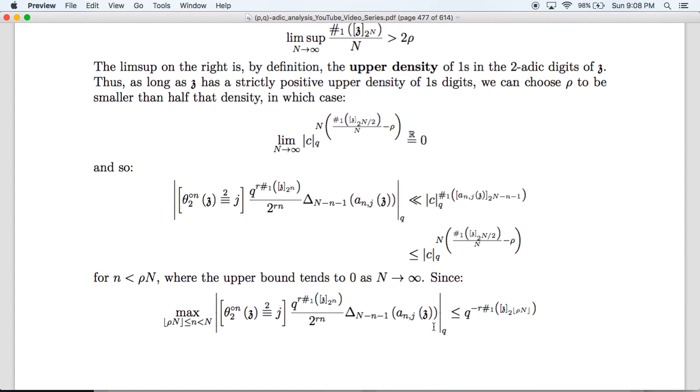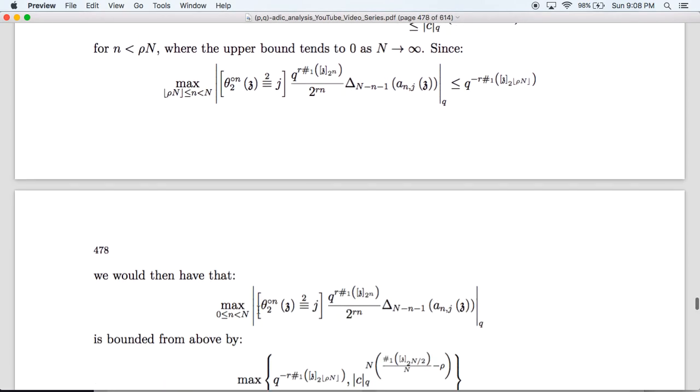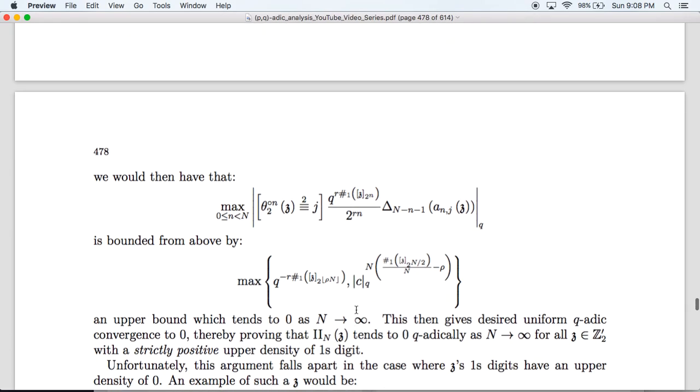On the other hand, if little n is bigger than rho big N, we know that this is a q-adic integer, so it's bounded by 1, but we can then use the q-adic smallness of this guy to get this upper bound. And so we then have that the maximum over all little n less than big N of this thing is bounded from above by this guy, and this upper bound tends to 0 in the reals as n goes to infinity.